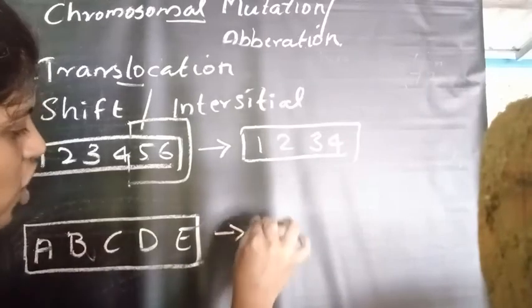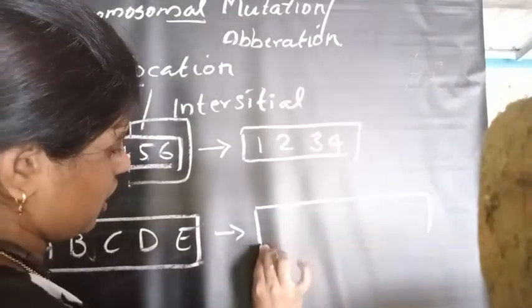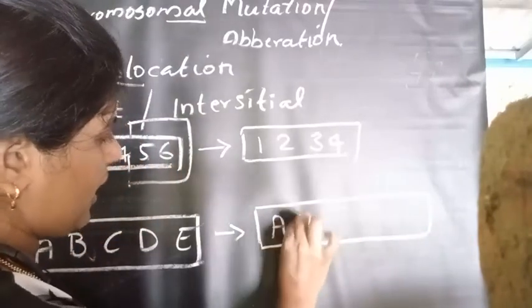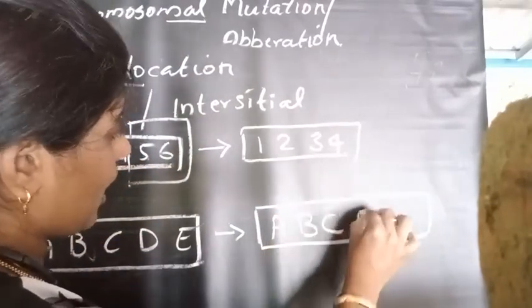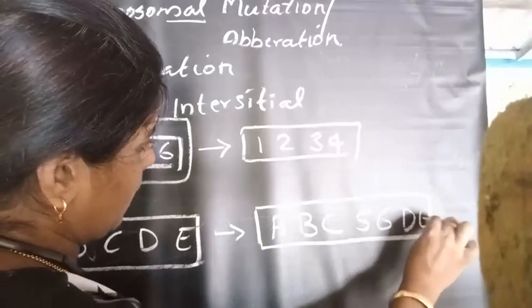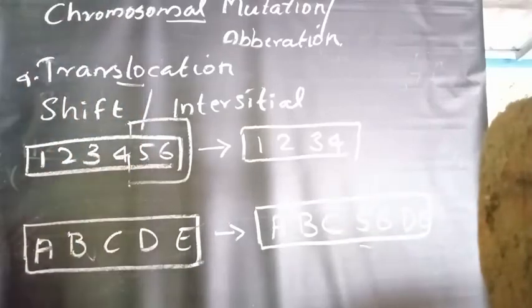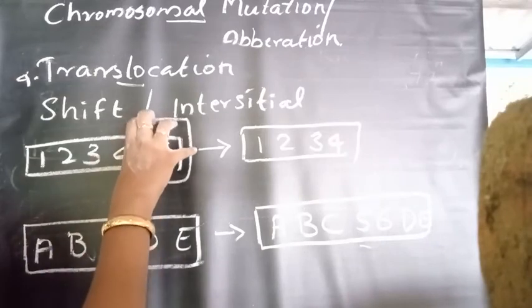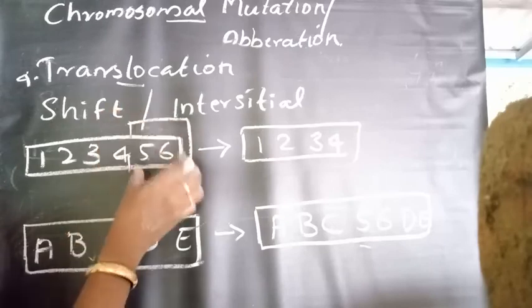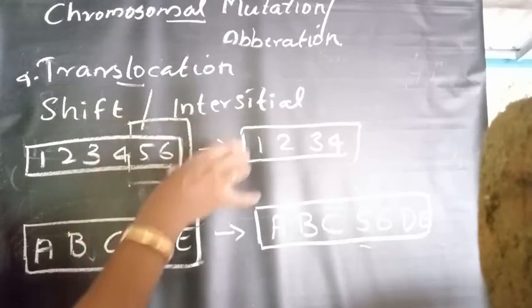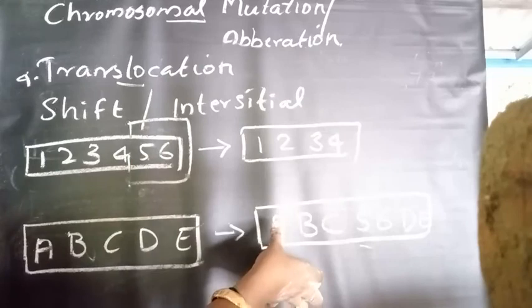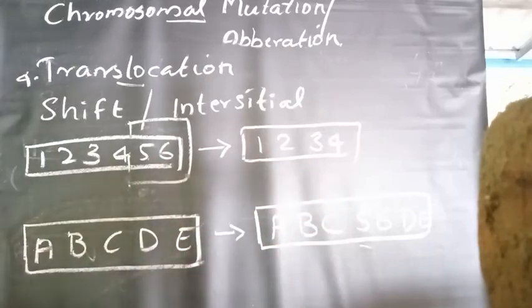And they are joined in the interstitial position: A, B, C, 5, 6, D, E. This is the interstitial position, in between the genes. So this type is called shift translocation. A segment of a chromosome from one homologous pair is shifted to the interstitial position of a non-homologous chromosome. That is called shifted or interstitial translocation.